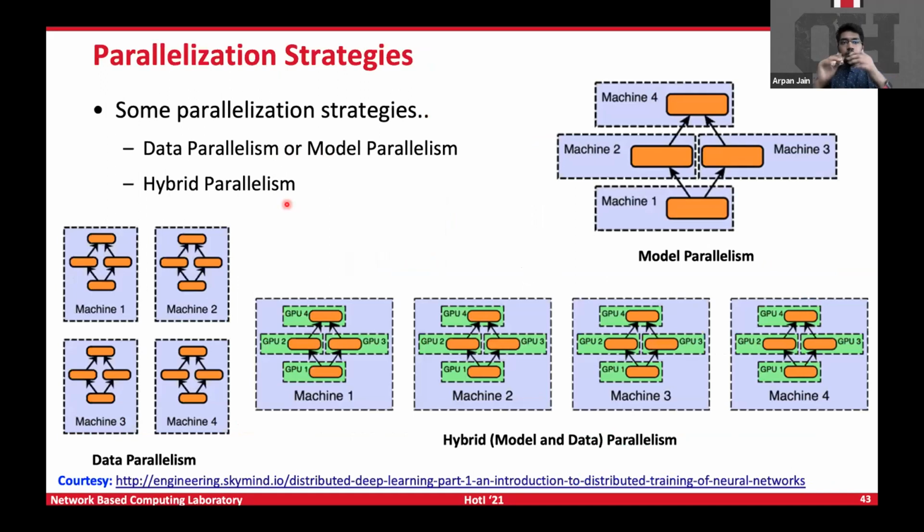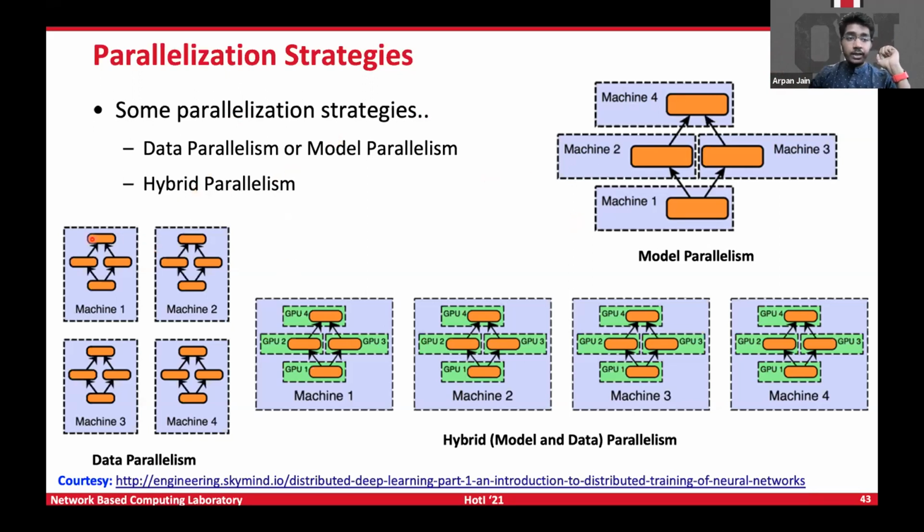Let me talk a little bit about the parallelization strategy. How do we do the distributed training? We talked about the DNN training, the problem of large batch size, and the learning rate. But how do we do the distributed training? How do we use all the GPUs to train the model? Broadly, the parallelization strategies can be divided into three categories: data parallelism, model parallelism, and hybrid parallelism.